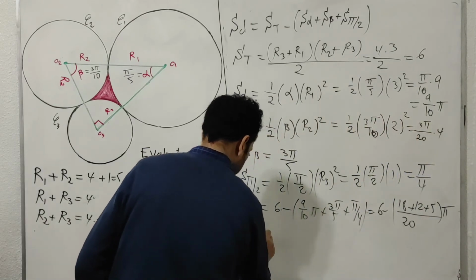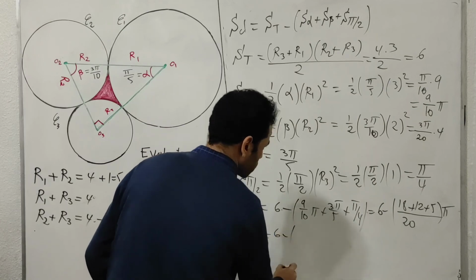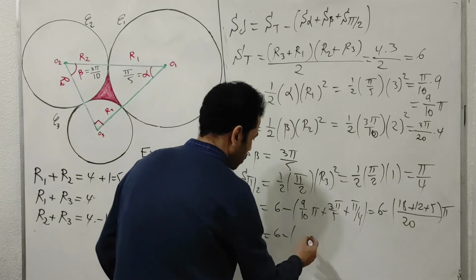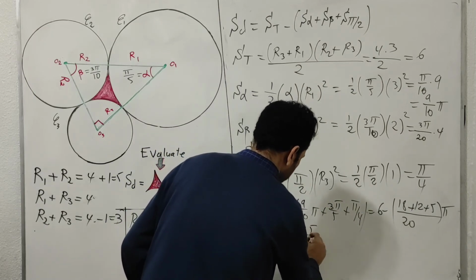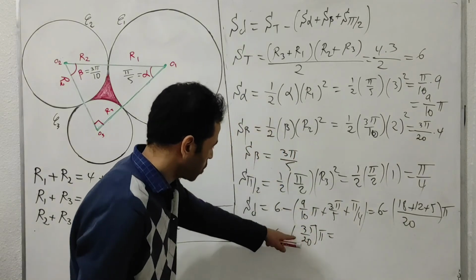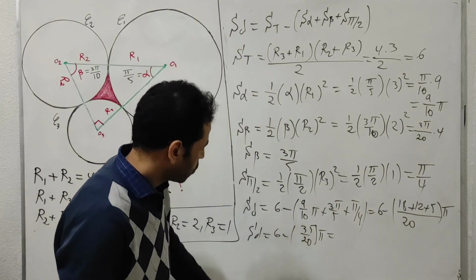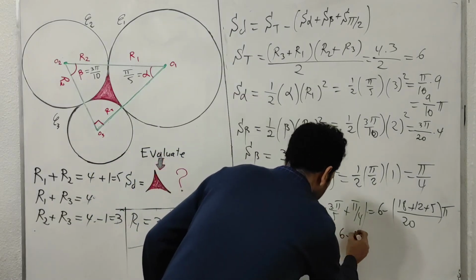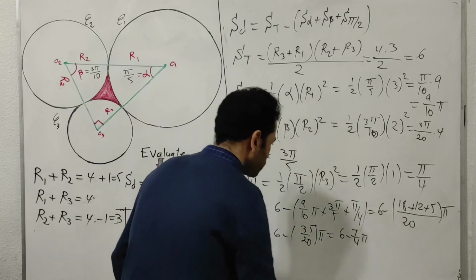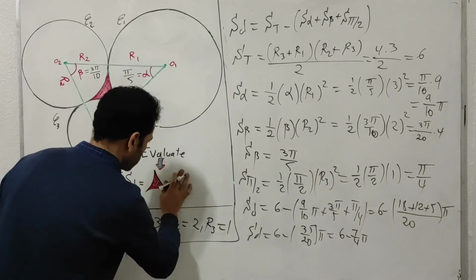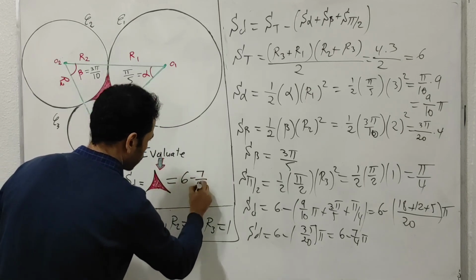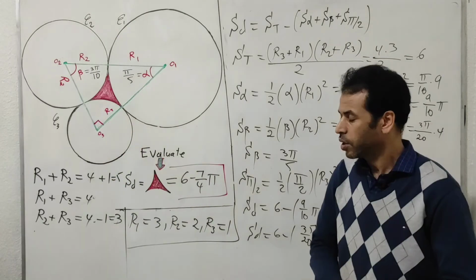So the shaded area, 6 minus 18 plus 12 is 30, 30 plus 5 is 35. I will get 35 divided by 20 multiplied by pi. So this one will be simplified by 5. I will get 7 over 4. Okay, 6 minus 7 over 4 multiplied by pi. Okay, finally this area equals 6 minus 7 over 4 pi. Okay, now I am done with this problem.